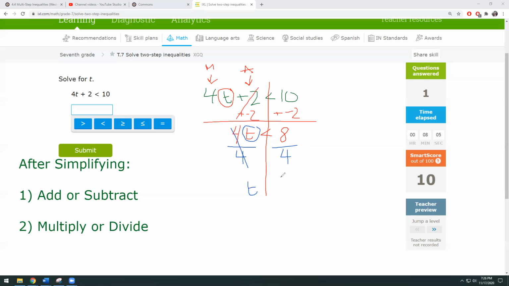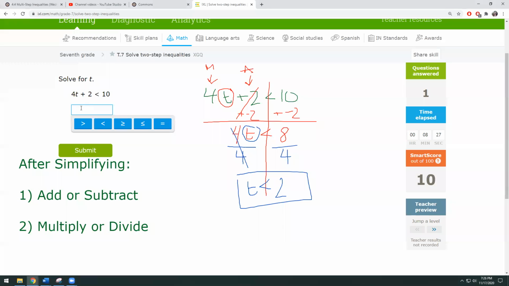I'm going to ask myself, am I multiplying or dividing? Answer is yes. But is it by a negative number? And the answer is no. So since we answered no, it does not flip that inequality. Now I'm going to do 8 divided by 4, which is 2. And then that's my final answer.